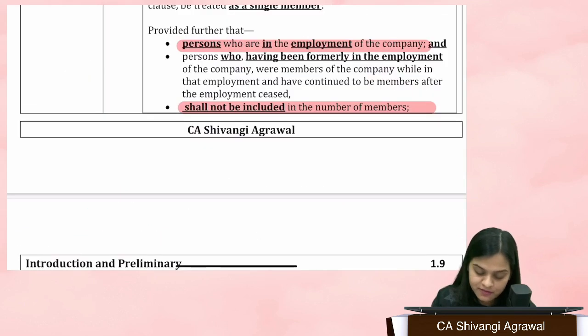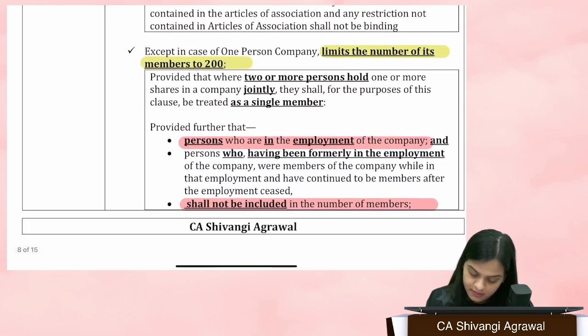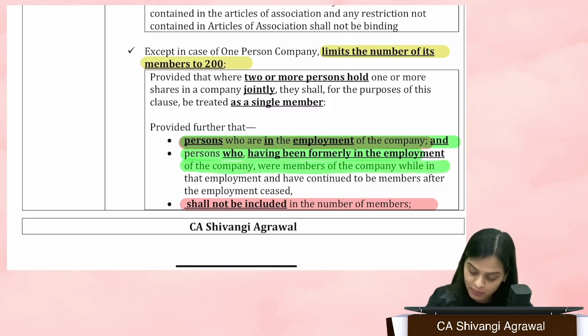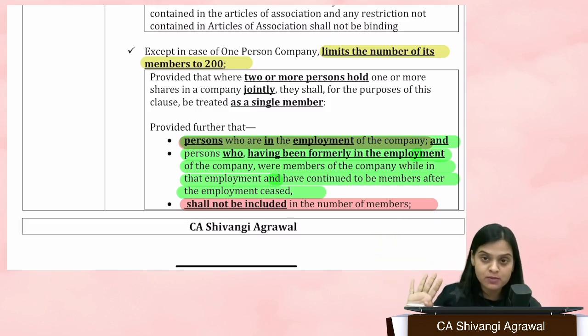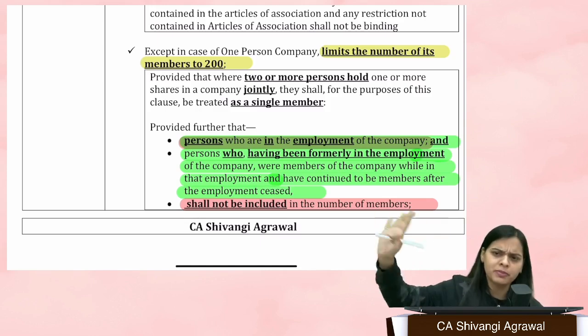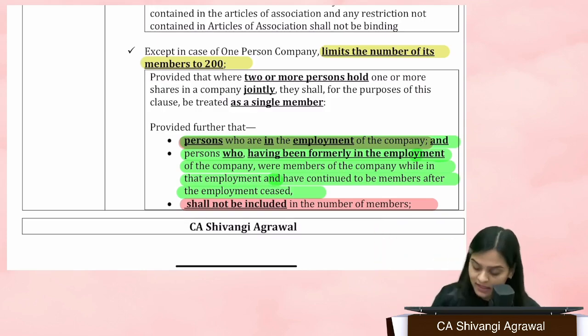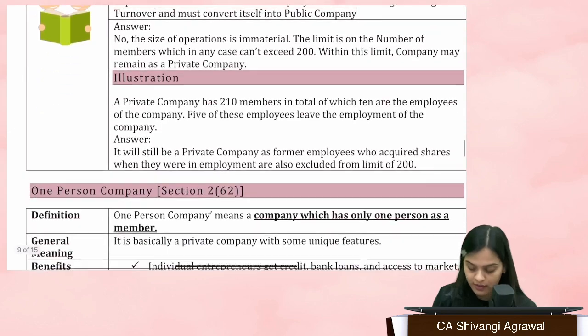Clear? So we go back to the definition. Persons who are in the employment of the company and persons who have been formerly in the employment of the company, who were members of the company while in that employment and have continued to be the members after the employment ceased. So they still hold the shares, but they have left the company and joined somewhere else, maybe. Right? So still you will not be included. Whether you are a current employee or you are ex-employee, you will not be counted in this limit of 200. Fine?